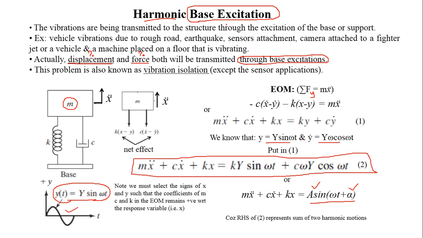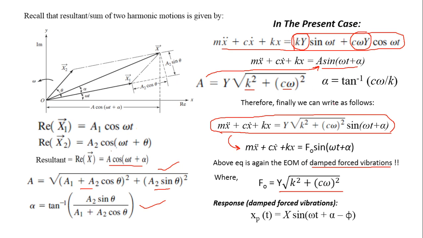We actually started with the base excitation, where we claimed that this base was moving harmonically with this function applied at the base. We just simply carried out Newton's second law of motion in the y direction, and we ended up writing this kind of equation. And so we realize that this is the sum of two harmonic motions, so therefore it can be written like this. And once we did this, we recalled what we did in chapter number 1 to find out the value of A and alpha, and from that we saw that it is nothing but again the equation of damped forced vibration.